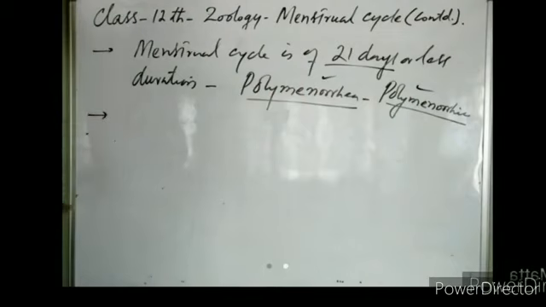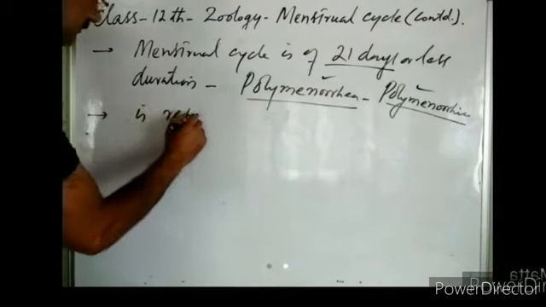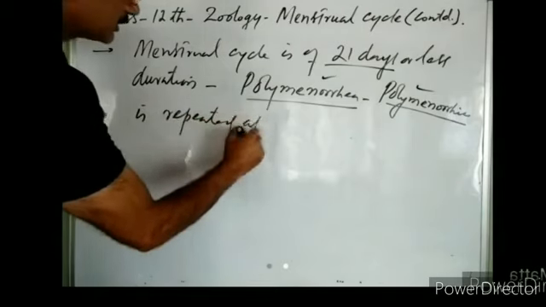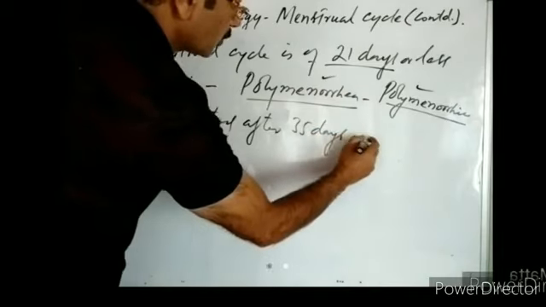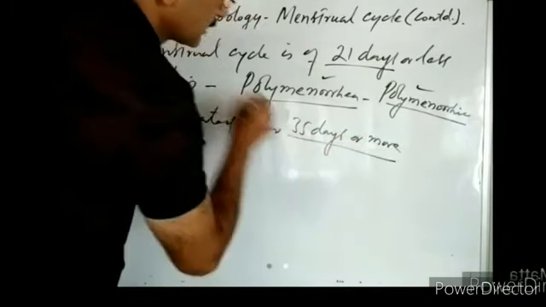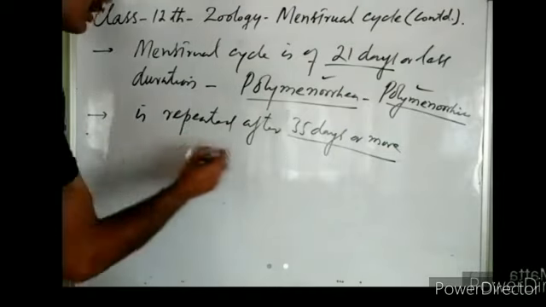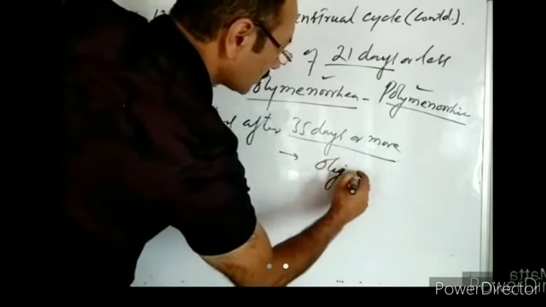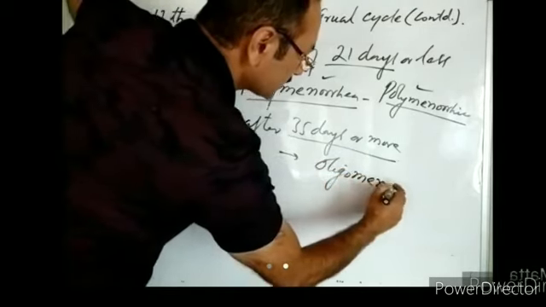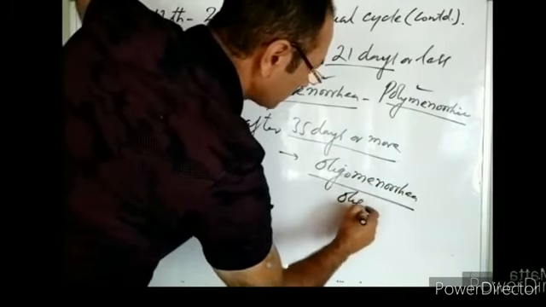In some females, the menstrual cycle is repeated after 35 days or more. Such females are said to be oligomenoric. The condition is known as oligomenorrhea, and the females are said to be oligomenoric.